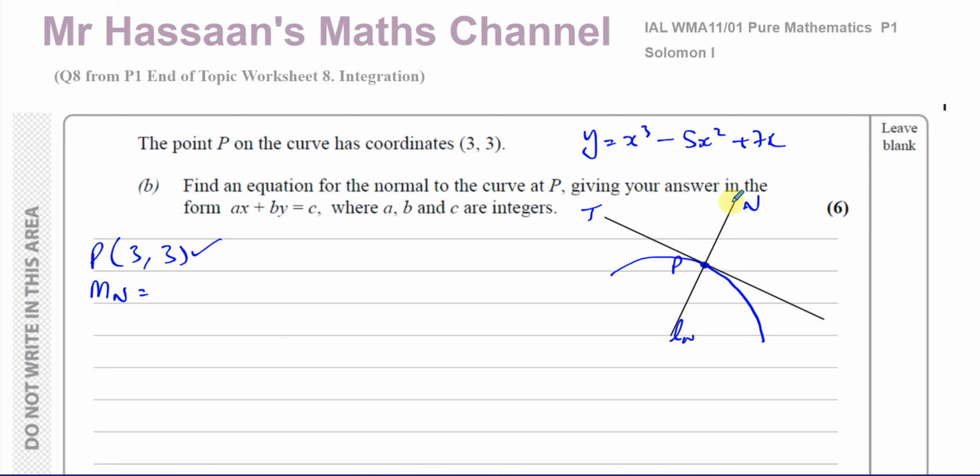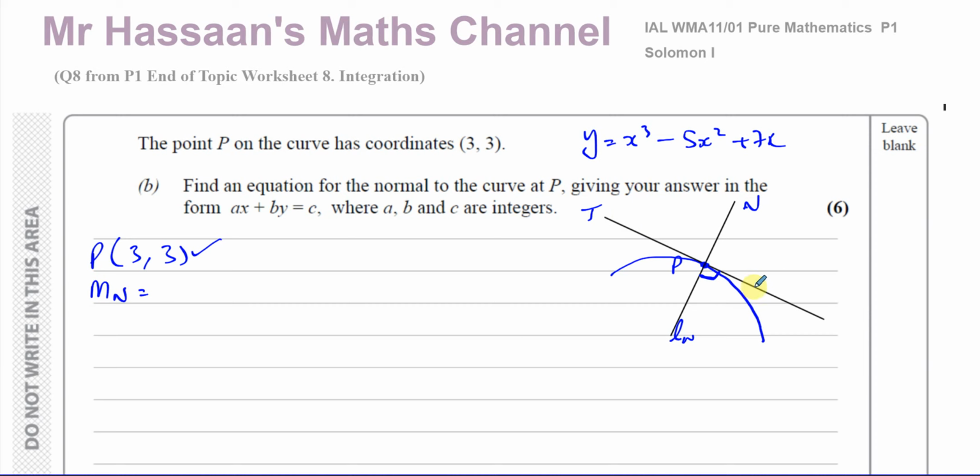So to find the gradient of this normal line, we understand that it's perpendicular to the tangent, and perpendicular lines are related in terms of their gradients being negative reciprocals. The product is -1. If I know the gradient of one line, I can find the gradient of a line perpendicular to it by changing its sign and turning the fraction upside down. So I need to find the gradient of the tangent.